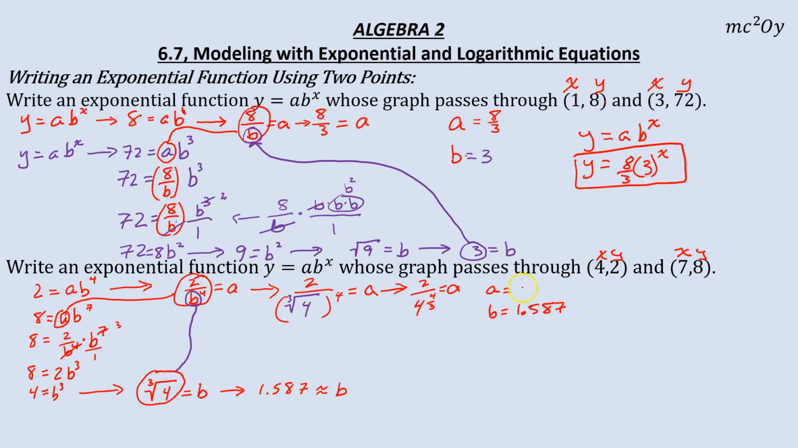A is approximately 0.315. So my equation, y is equal to 0.315 times 1.587 to the x. There, you've got it. Now that's an approximate value.